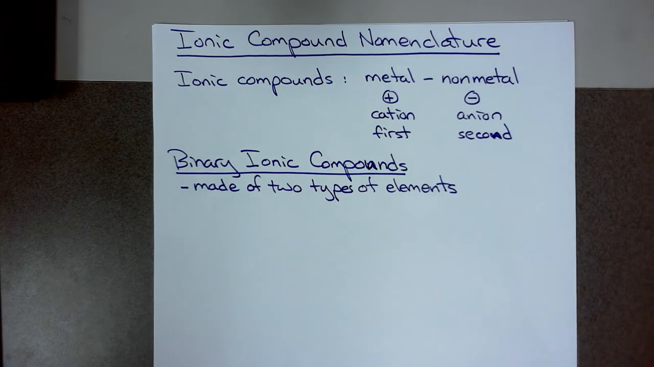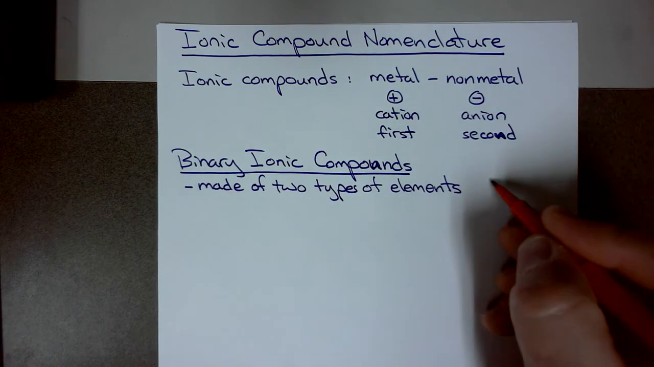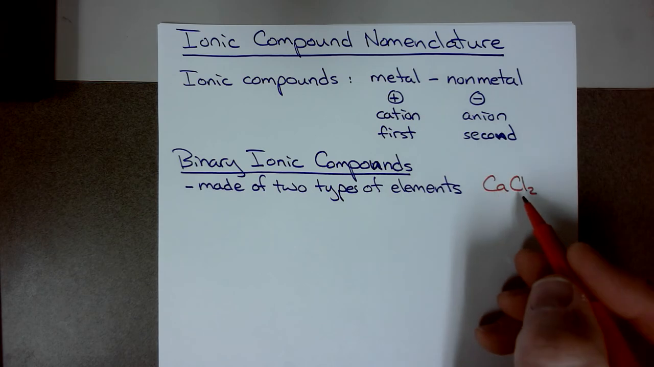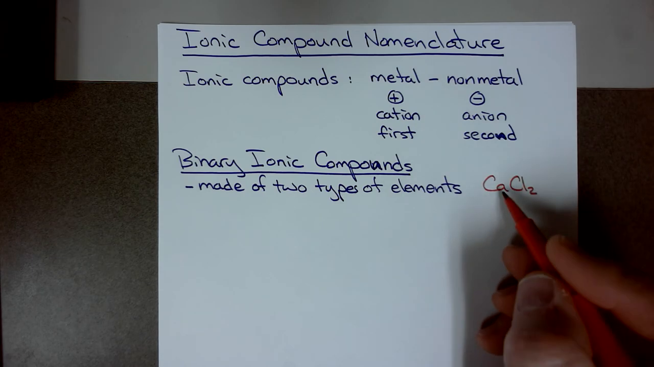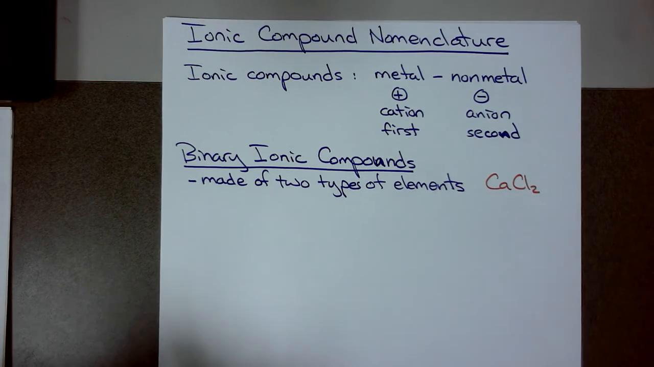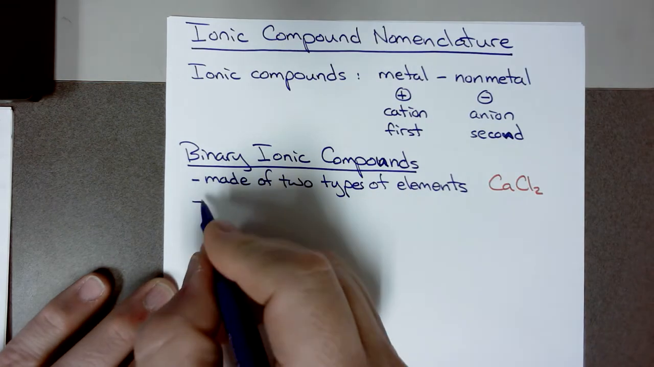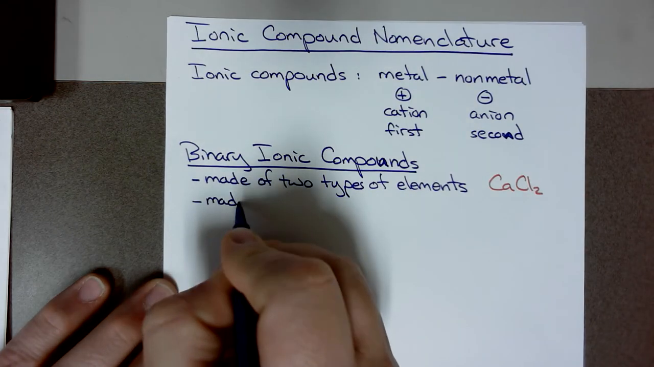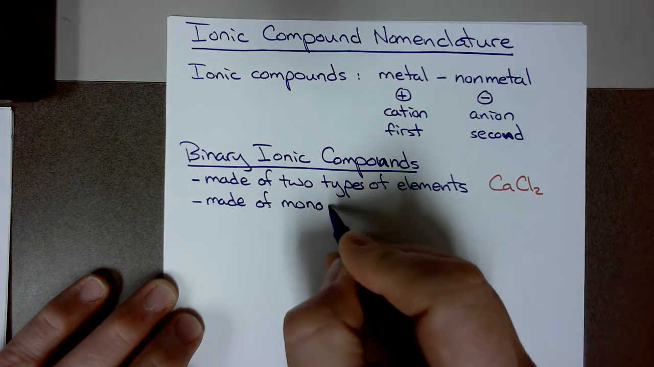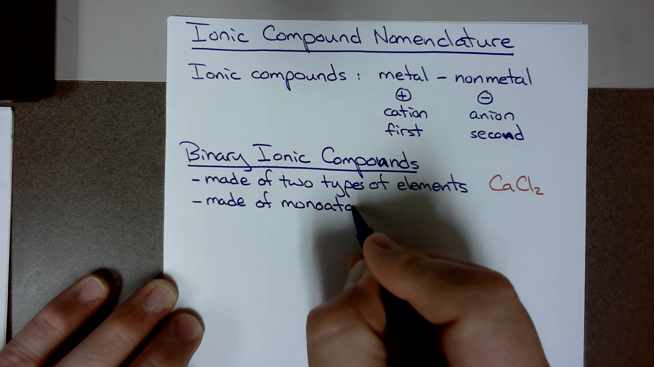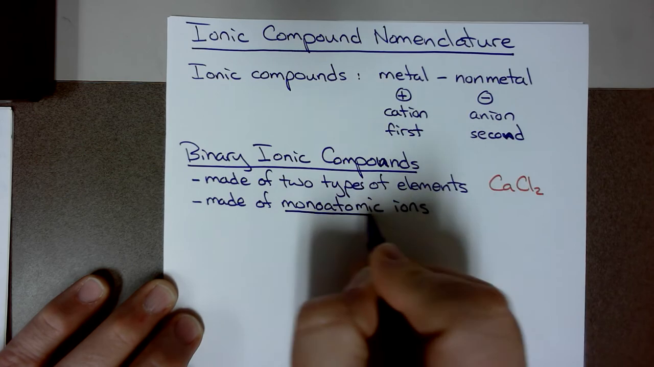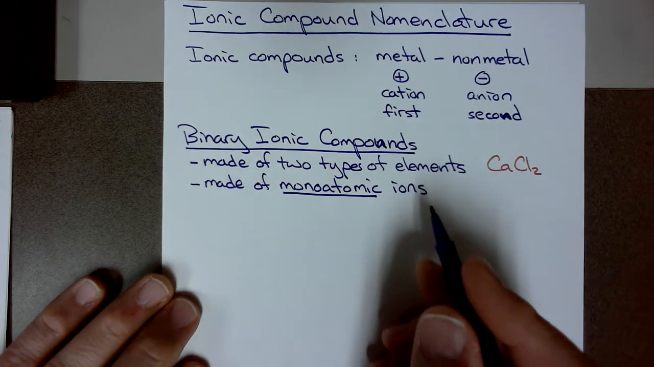An example would be calcium chloride. Now I know there are three atoms here, two chlorines and one calcium, but there are two types of elements, calcium and chlorine. These are made of what are called monoatomic ions. Mono meaning one, so one atom: single atom ions.